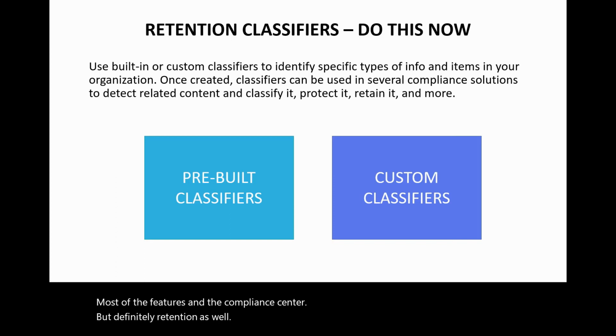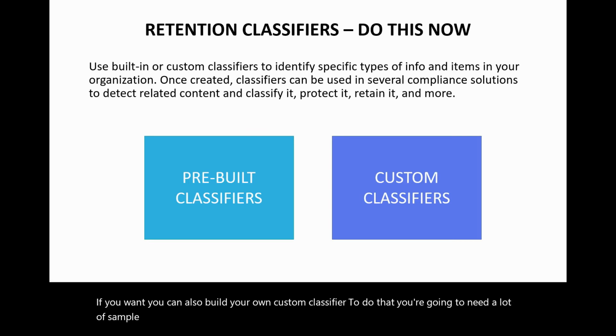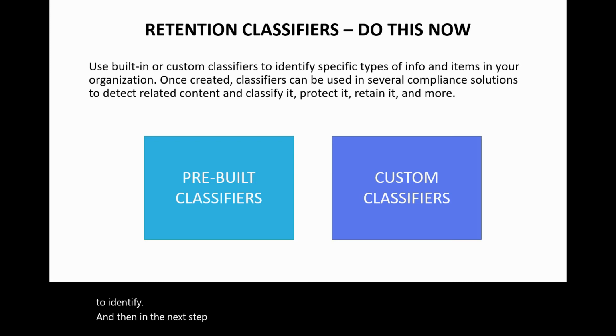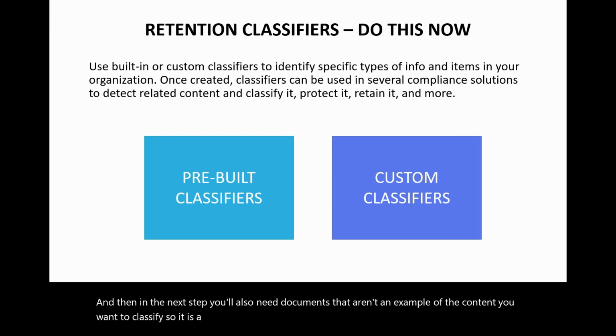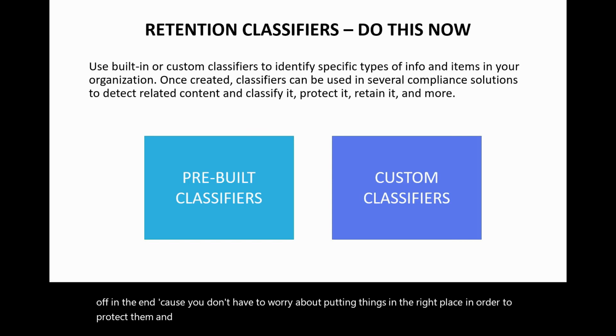If you want, you can also build your own custom classifier. To do that, you're going to need a lot of sample documents, both strong and weak examples of the type of document that you want to identify. And then in the next step, you'll also need documents that aren't an example of the content you want to classify. So it is a bit time consuming and requires some upfront prep, but it really pays off in the end because you don't have to worry about putting things in the right place in order to protect them and apply the right retention or deletion policy.